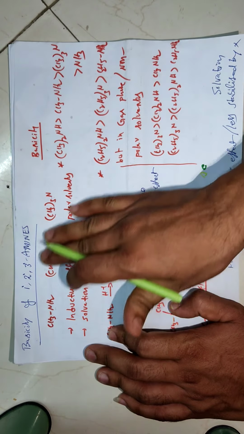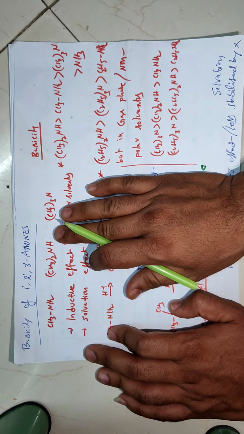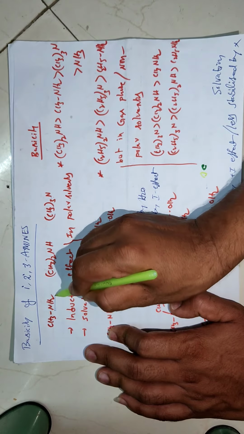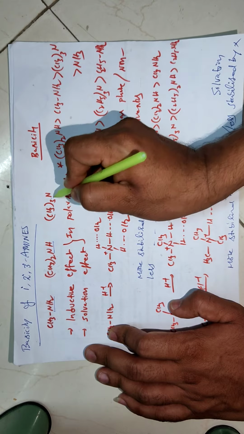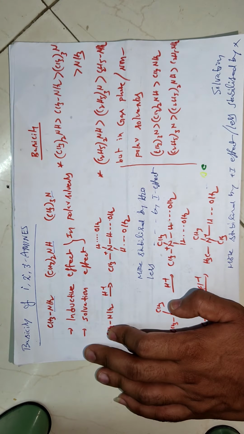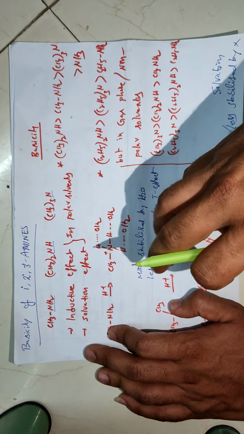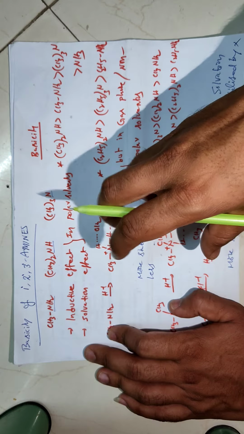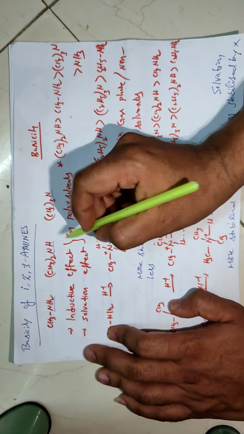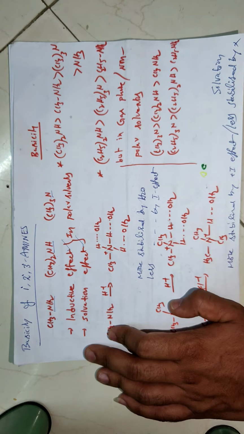Now here, what is the basic nature of these amines? In this case there is an NH2 group, here an NH group, here there is only N. Now the basicity of these compounds is explained on the basis of two factors, that is, one, inductive effect and solvation effect.